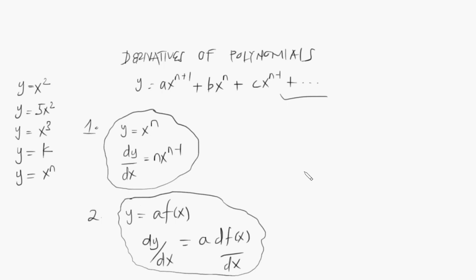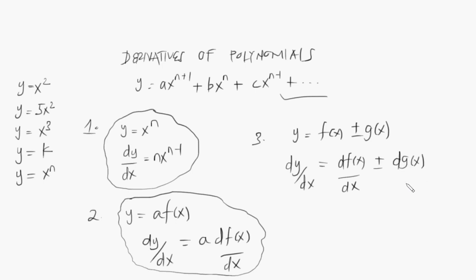And then a third one is this: if you have a function y equals to f of x plus or minus g of x, you have two functions. Either you add them or you subtract them. The derivative of this function y is just equal to the derivative of function of f of x with respect to x plus or minus the derivative of the function of g of x with respect to x. So these are the three formulas very essential when it comes to deriving polynomial functions.